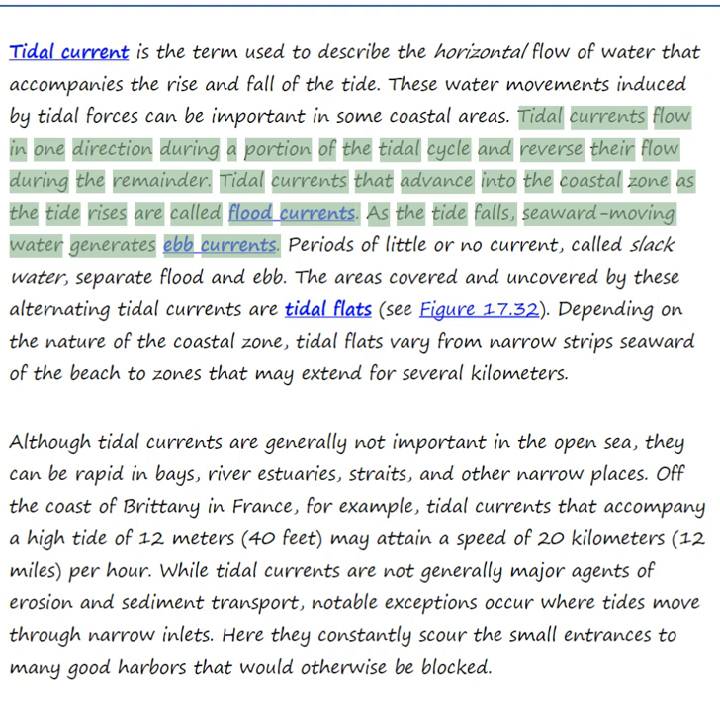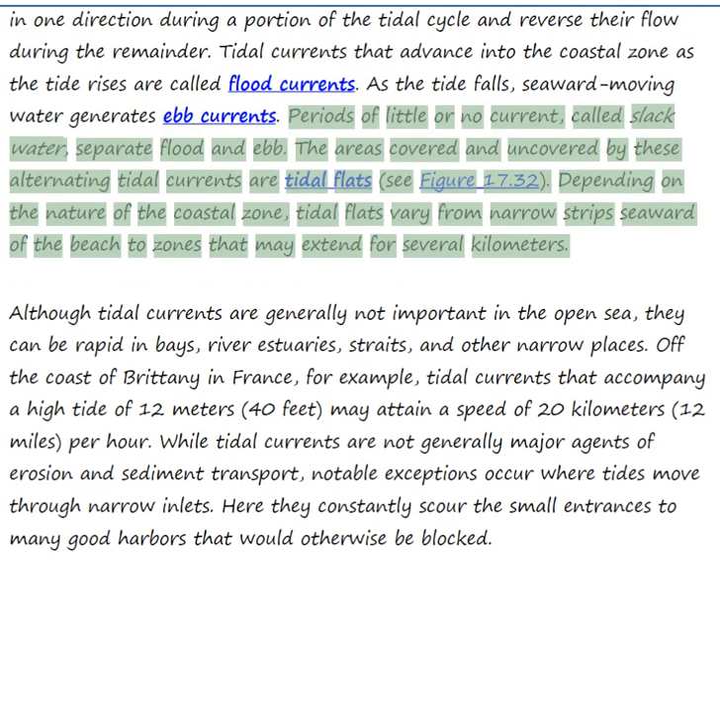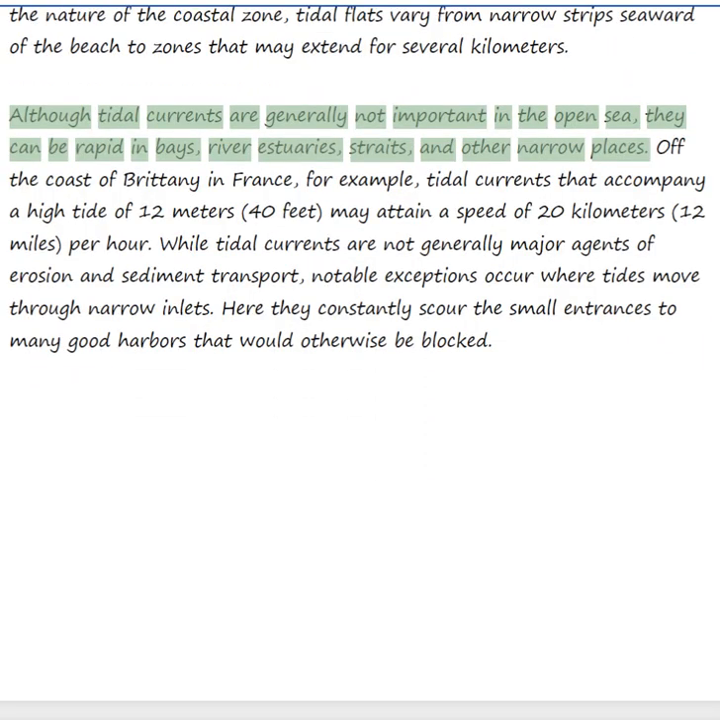Tidal currents that advance into the coastal zone as the tide rises are called flood currents. As the tide falls, seaward moving water generates ebb currents. Periods of little or no current, called slack water, separate flood and ebb. The areas covered and uncovered by these alternating tidal currents are tidal flats. Depending on the nature of the coastal zone, tidal flats vary from narrow strips seaward of the beach to zones that may extend for several kilometers. Although tidal currents are generally not important in the open sea, they can be rapid in bays, river estuaries, straits, and other narrow places.